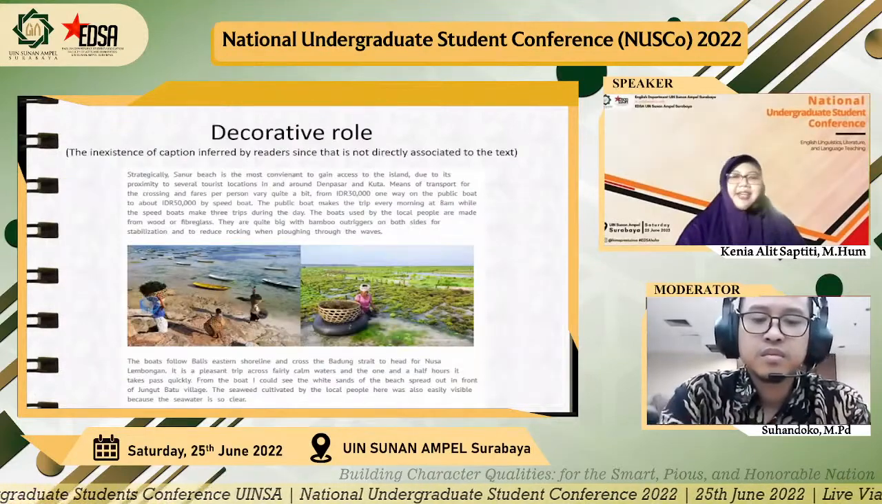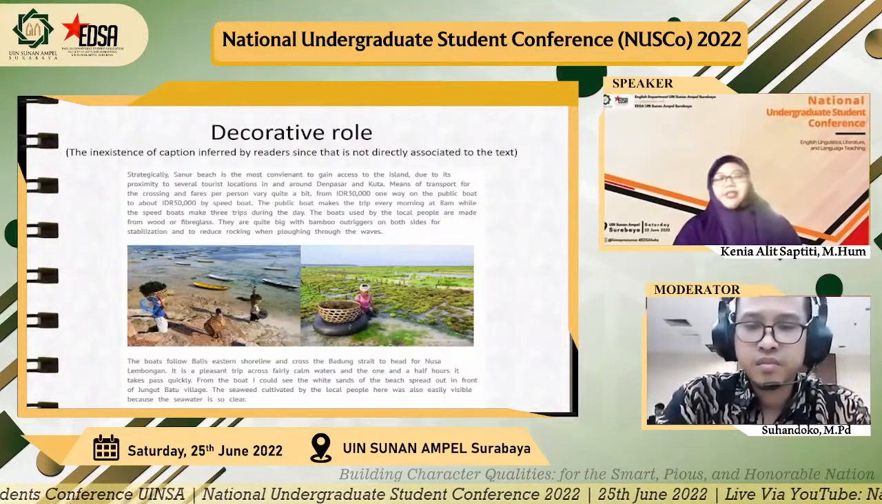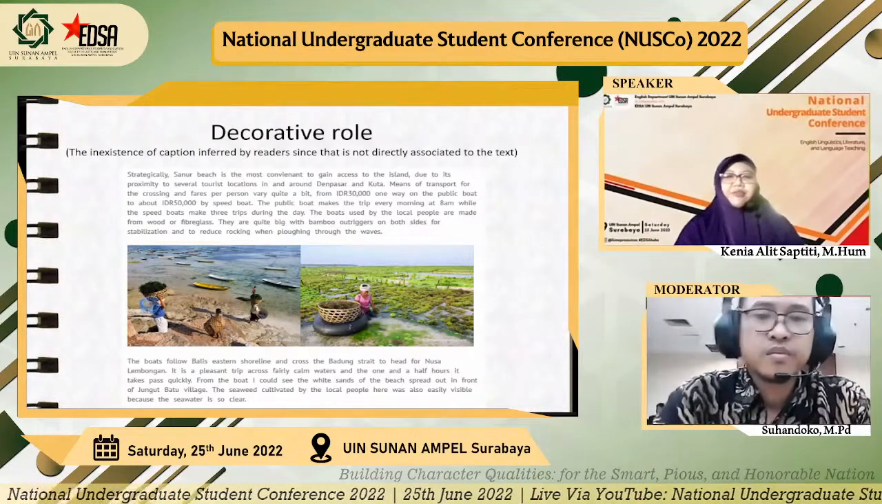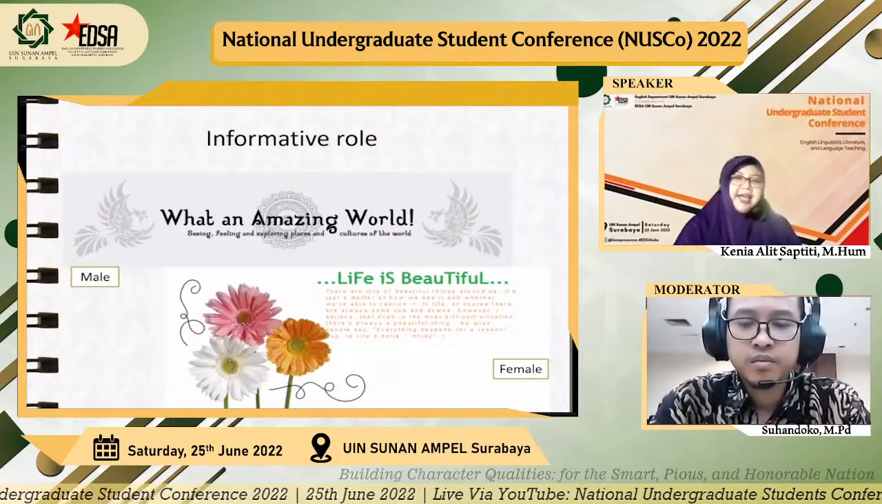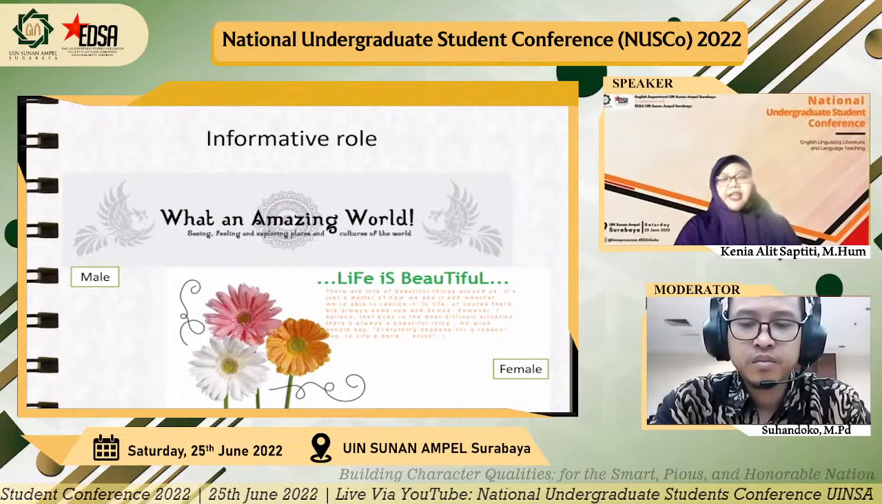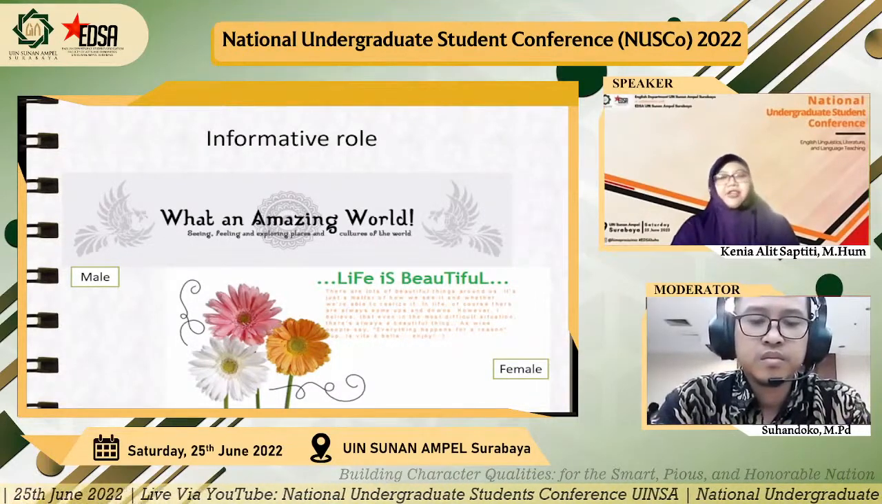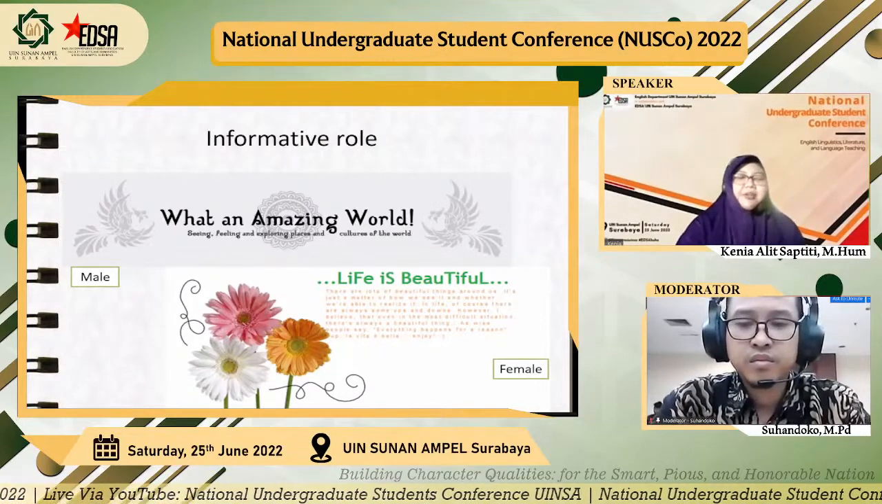And then for female, female blogs tend to be more decorative. So they put some decorations, accents, including interesting captions along with the pictures. And then for the informative role, I let you compare.